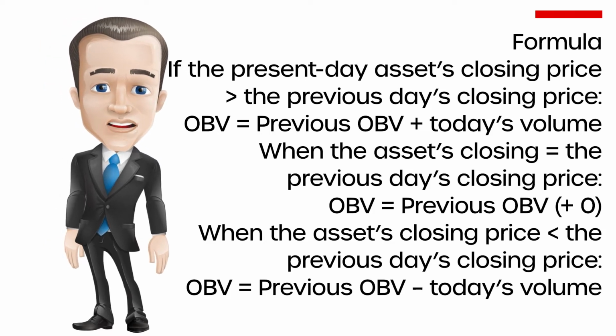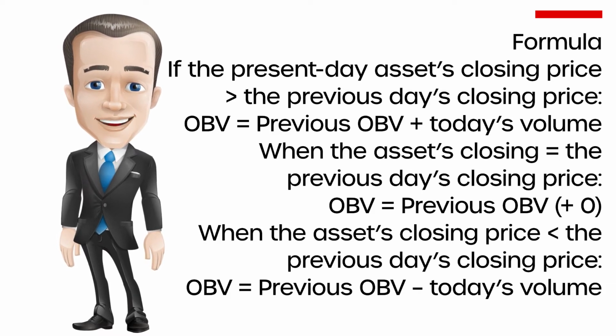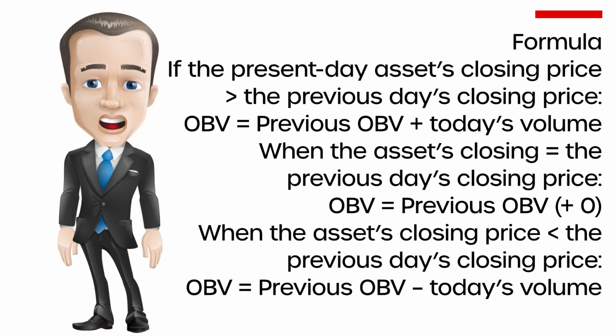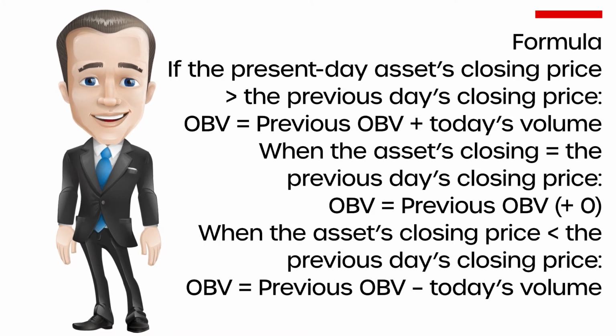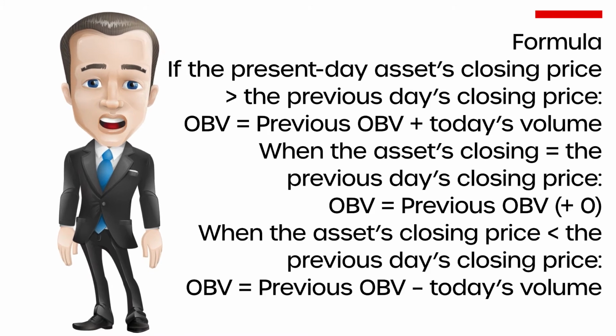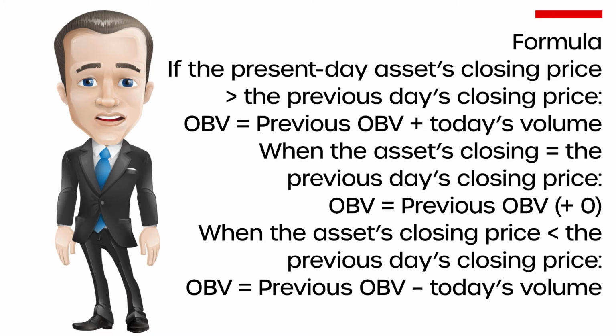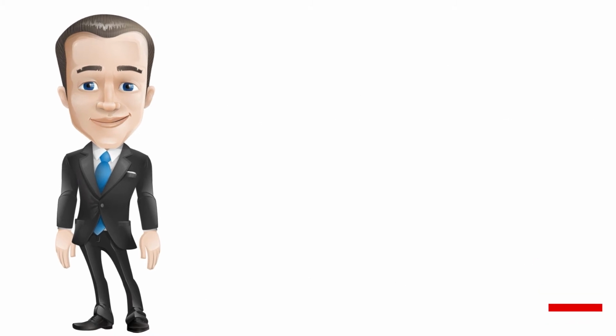The OBV formula depends on different scenarios. If the present day asset's closing price is greater than the previous day closing price, OBV equals previous OBV plus today's volume. When the asset's closing equals the previous day closing price, OBV equals previous OBV plus 0. When the asset's closing price is less than the previous day's closing price, OBV equals previous OBV minus today's volume.